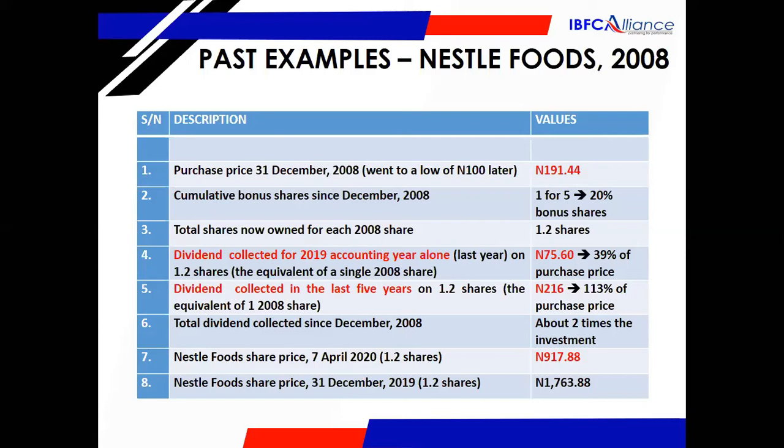Now, point number 4, for the year 2019 accounting year, which was last year, the total dividend that Nestle paid on 1.2 shares, that's the equivalent of a single share in 2008, was actually 75 naira 60 kobo, which is 39% of the purchase price. In other words, last year alone, if you purchased at that price in 2008, you got 39% of your investment. If you were extremely lucky and you purchased at 100 naira, your return was probably about 75% in 1 year alone. But we're not going to rely on luck.